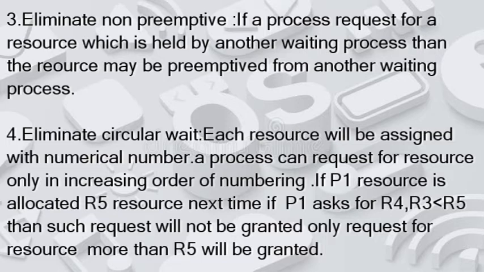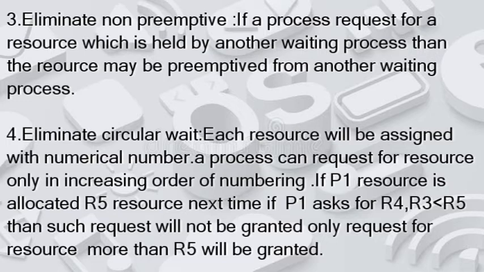Next, eliminate circular wait. Each resource will be assigned a numerical number. A process can request a resource only in increasing order of number. If process P1 is allocated resource R5, then next time if P1 asks for R4 or R3, such a request will not be granted. Only a request for a resource higher than R5 will be granted. So we can also eliminate circular wait this way.